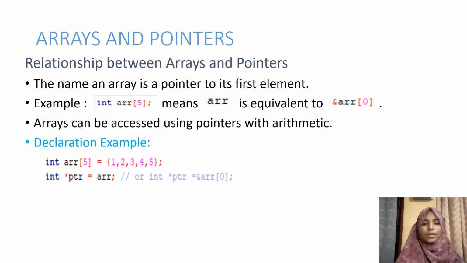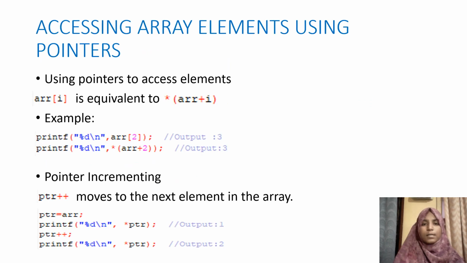The initialization is done with 1, 2, 3, 4 and 5. Accessing the array elements using pointers: array[i] is equivalent to *(array + i). For example, printf of array[2] gives the output 3, and if we take printf of *(array + 2), the output will also be 3. This shows that both are equivalent to each other.